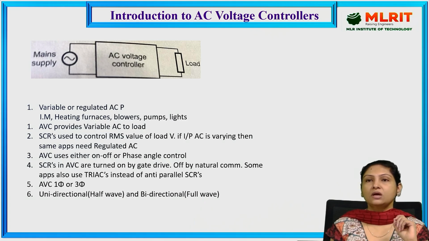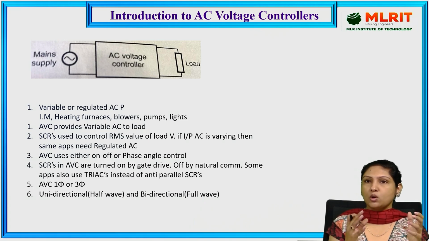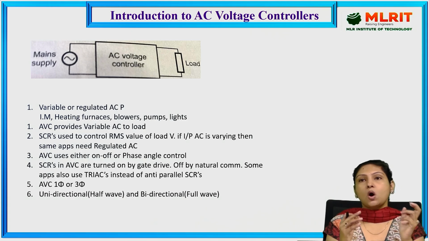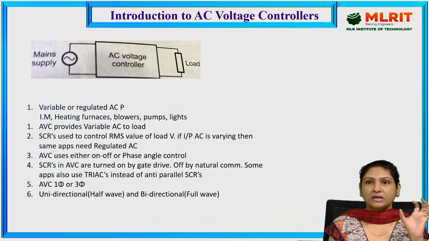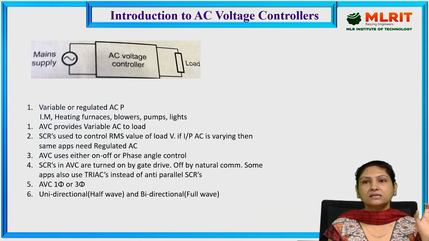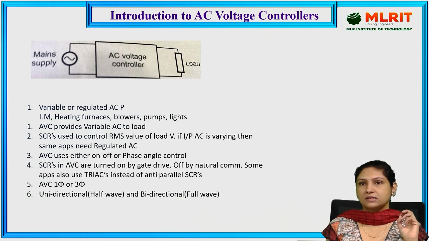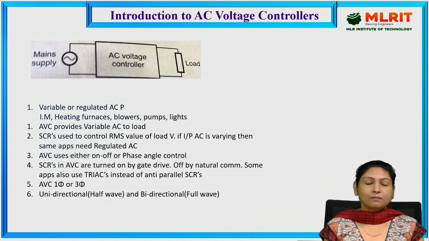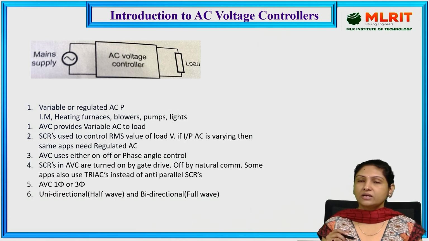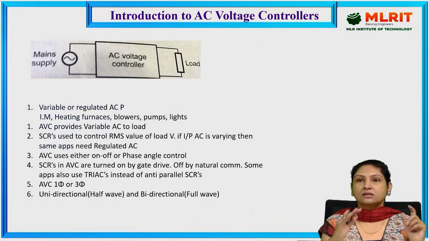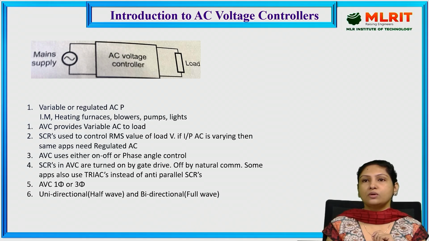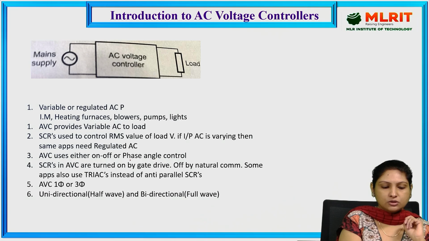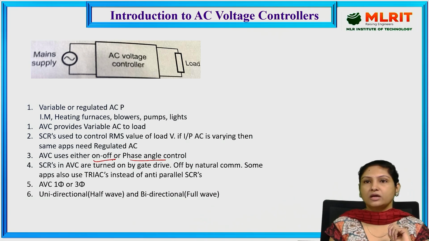In on-off control, the switches, SCRs, will remain on for a certain period of time and off for a certain period of time. That is, they remain on for a few cycles and remain off for other cycles. So that is how we feed controlled output voltage to the load. And in phase angle control, by triggering the firing angle at the required instant, the required amount of voltage will be fed to the load. So we have both phase angle control as well as on-off control, either of these.